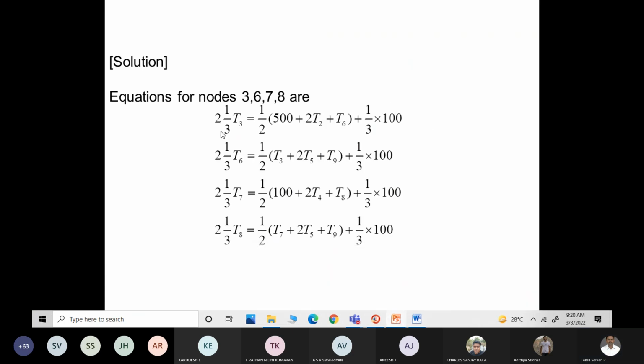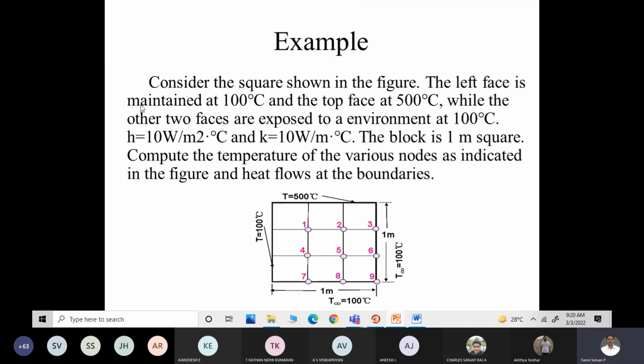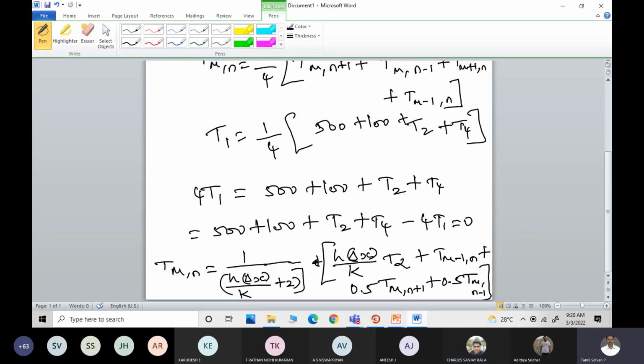Are all of you able to understand how this 7 by 3 T3 has come? Yes, sir. H value is 10 and k value is also 10 in the question. H value is 10, k value is also 10. Am I right? And del x is 1 by 3. Is it fine? Yes, sir. So 10 by 10 gets cancelled. And this is 1 by 3. So 1 by 3 plus 2.